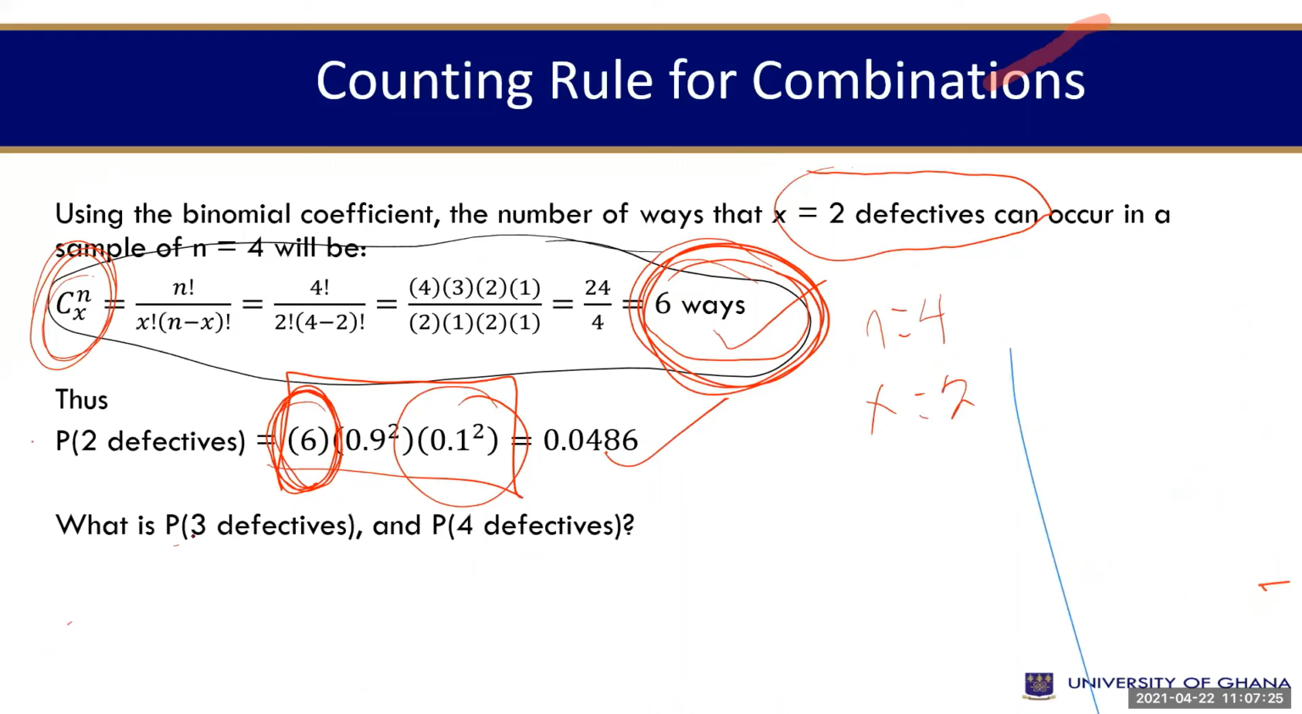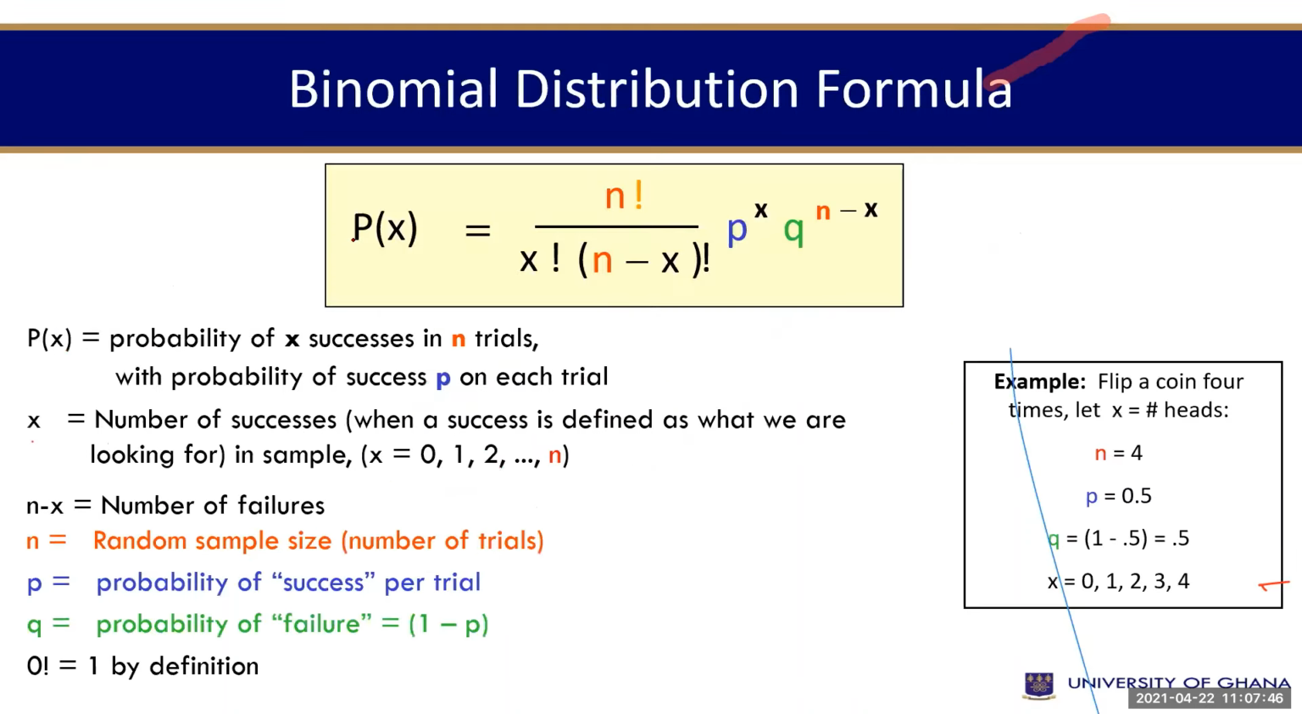Then if it is three defective, I want you to do this. If it is three defective, what would be the possible ways and what is the probability? If it is four defective, what are the possible ways and what is the probability? Just substitute, just as we've done here, substitute the same into them and get the possible ways. Then after that, you compute their respective probabilities.